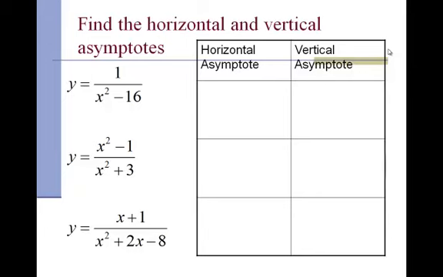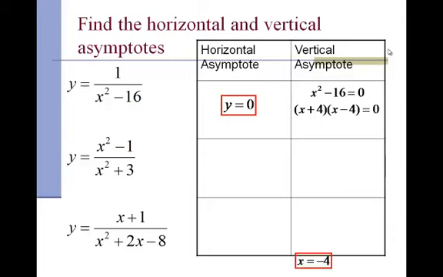Starting with the horizontal asymptote for the first one, look at the powers of x. The power of x is bigger on the bottom of the fraction. When that happens, the horizontal asymptote is at y equals 0, or staying at the x-axis is another way to say that. For the vertical asymptote, I take my denominator, x squared minus 16, I set it equal to 0, factor this into x plus 4 and x minus 4, and then solve for x. X equals negative 4, x equals positive 4, two vertical asymptotes.